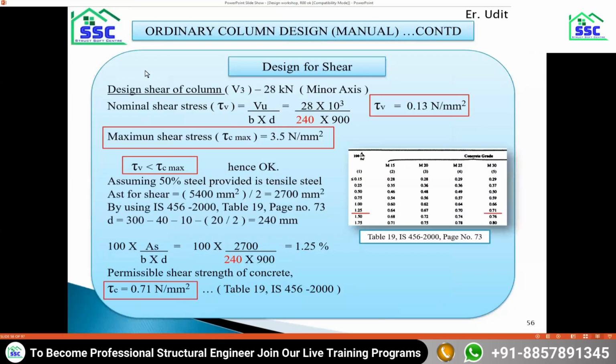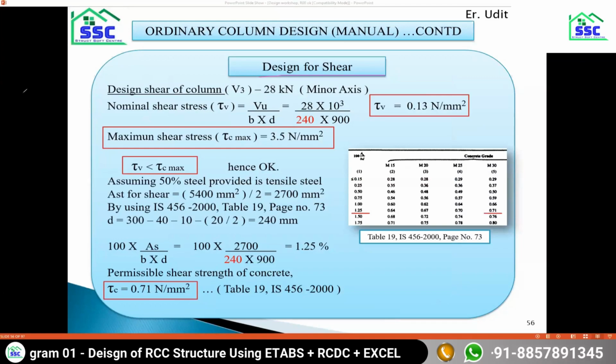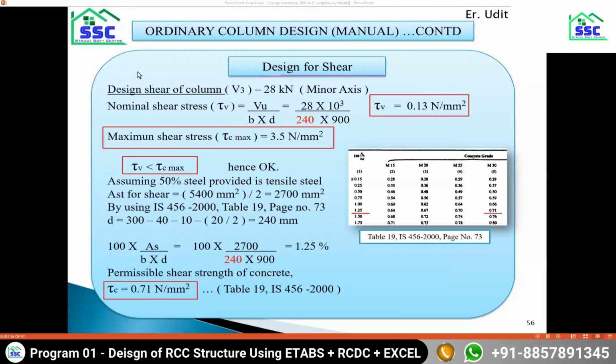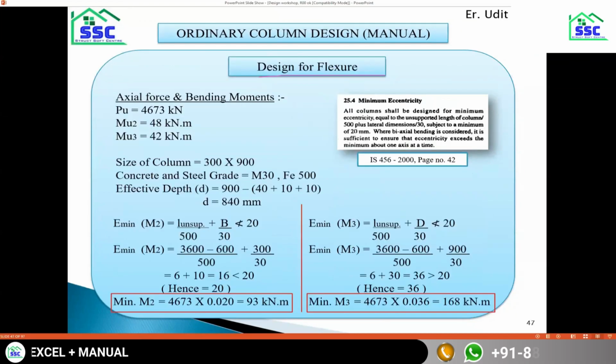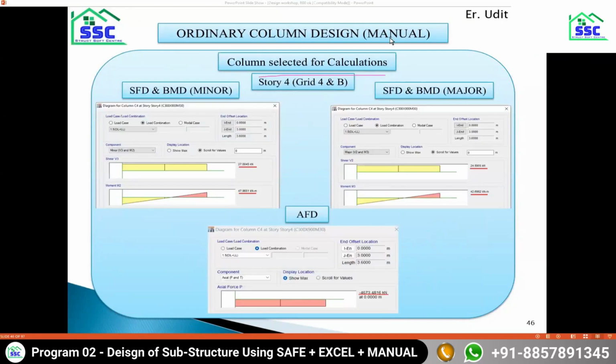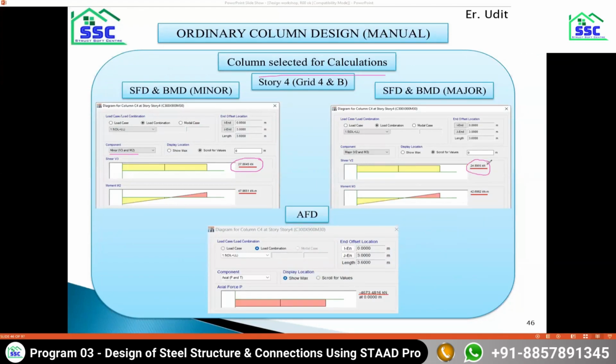Now let us see the calculation of the column in shear. So let us design our column for shear. If you recall the diagrams of the shear forces, if you want, I will go back to that slide from where we extracted our analysis forces. So see, here we have the value of shear force as 28 kilonewton approximately in the minor axis and 24 kilonewton approximately in the major axis.